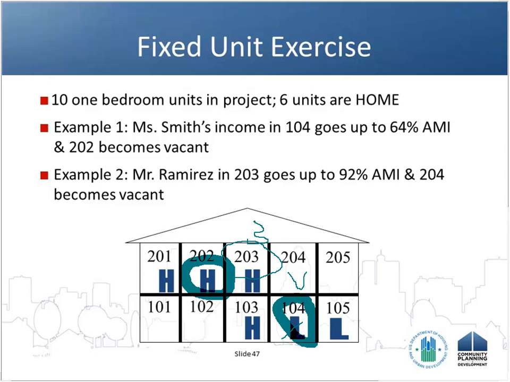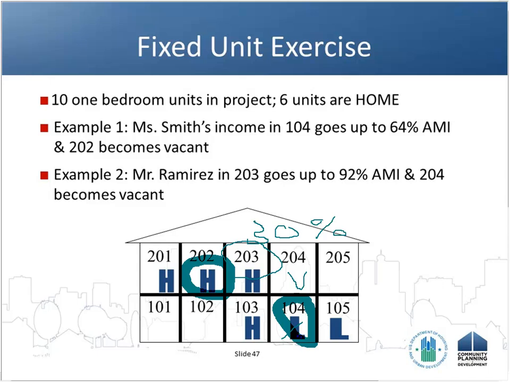to 30% of his adjusted household income and allow Mr. Ramirez to reside there as long as he wishes. At the point that he moves out of that unit, we, of course, will re-rent that to another income-eligible household.